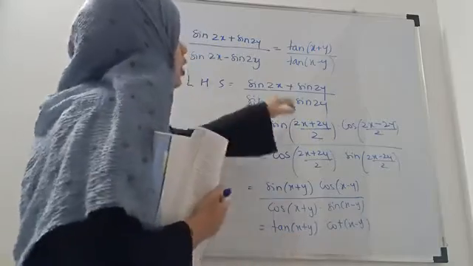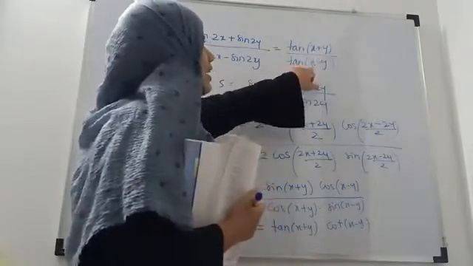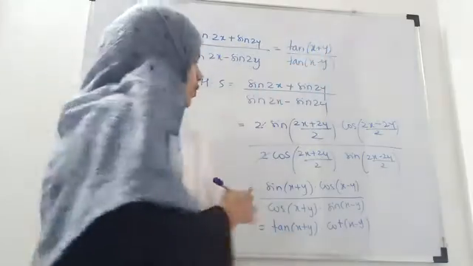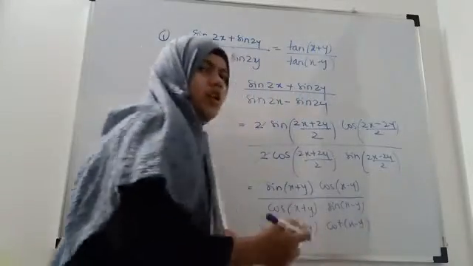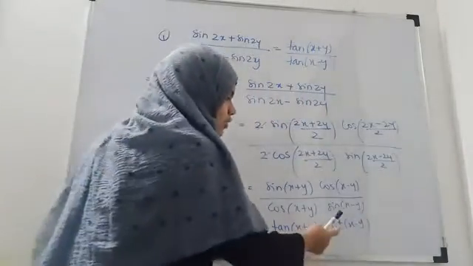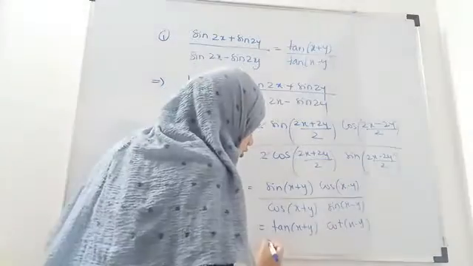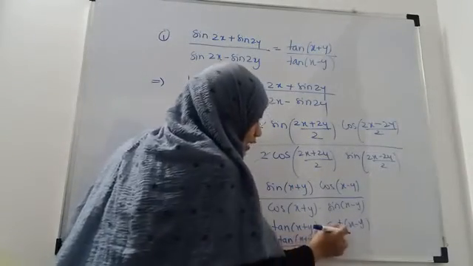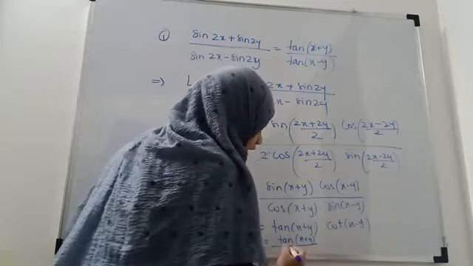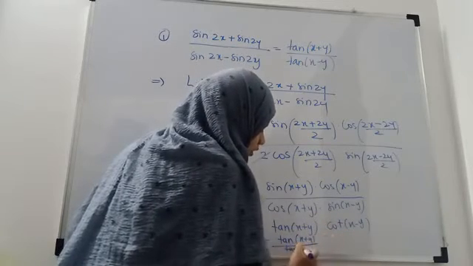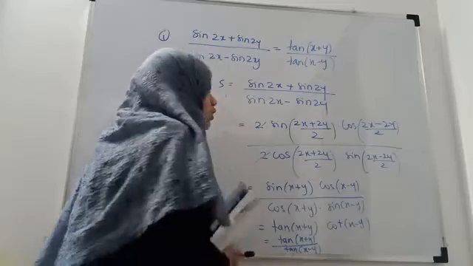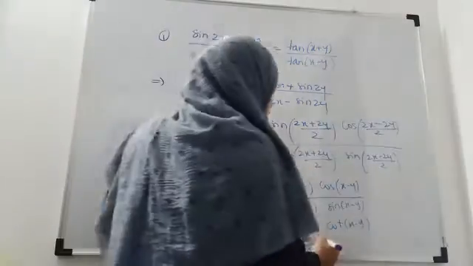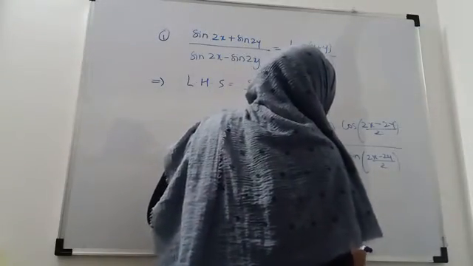But what we want is tan of x plus y divided by tan of x minus y. So we know that cot is 1 upon tan, so we will write this cot in terms of tan. It becomes tan of x plus y divided by 1 upon tan of x minus y. It goes into multiplication and the answer will be tan of x plus y into tan of x minus y, which is your RHS. Hence proved.